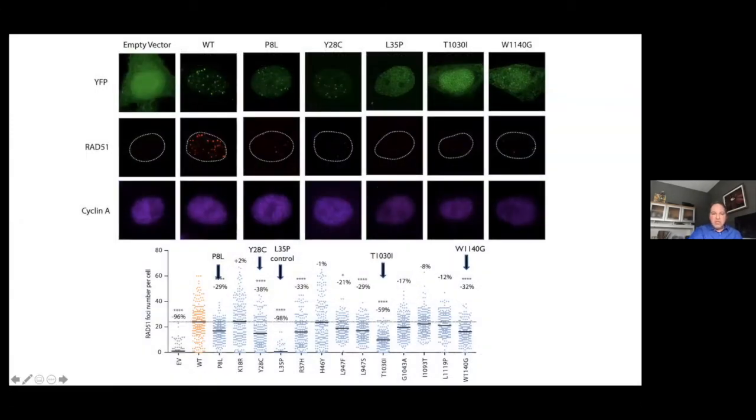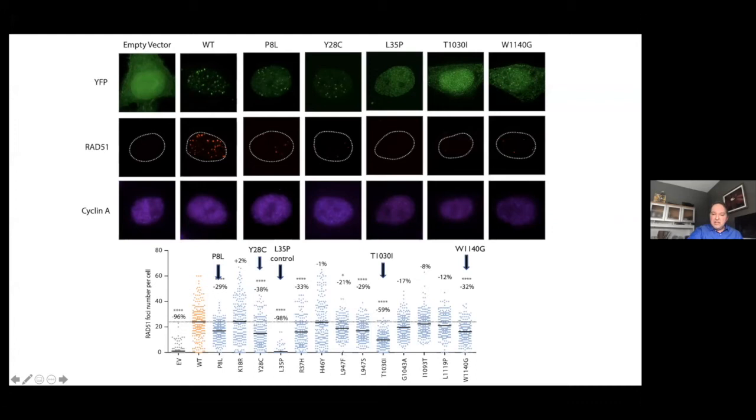Obviously we could see that the L35P variant was defective in RAD51 foci formation, and the two other variants also had defects. As I told you, PALB2 is a DNA repair protein, so we expect that it would be a nuclear protein. We can see that here, but something that we observe in these two variants, the 1030I and the 1140G, is that some of the PALB2 was accumulating in the cytoplasm.